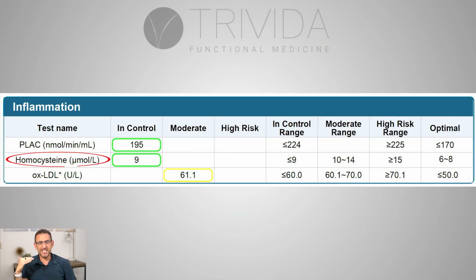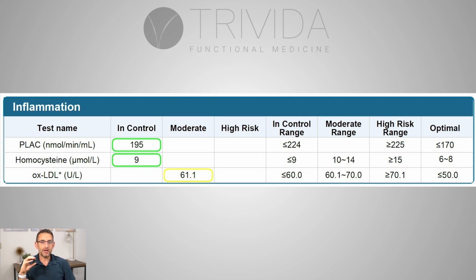Homocysteine is cellular inflammation, so every cell in your body. I'd like to see this number between 6 and 8. If this number is above 8, that's a sign of cellular inflammation. So you'll notice this person's at 9, which again is not drastically high. 10, 11, 12 and above, that's where I consider it getting really high.